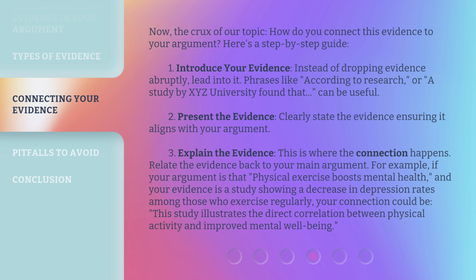2. Present the evidence. Clearly state the evidence, ensuring it aligns with your argument. 3. Explain the evidence. This is where the connection happens. Relate the evidence back to your main argument. For example, if your argument is that physical exercise boosts mental health, and your evidence is a study showing a decrease in depression rates among those who exercise regularly, your connection could be, "This study illustrates the direct correlation between physical activity and improved mental well-being."